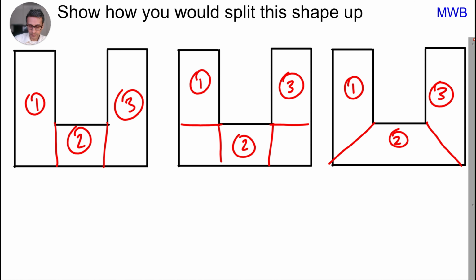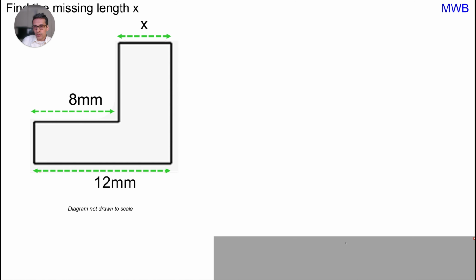Okay, so now we're going to focus on finding a missing length. So you have a rectilinear shape here. Have a think about what x could be.